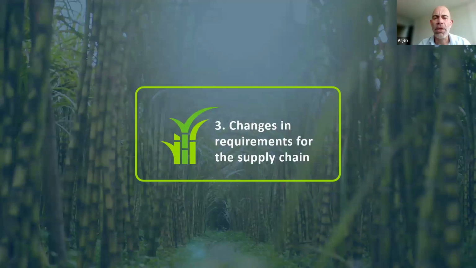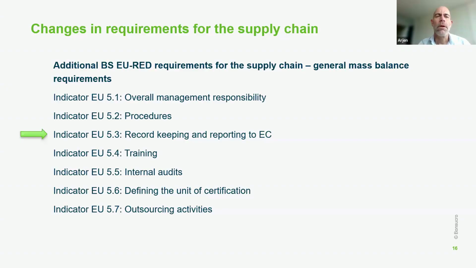So then on changes and requirements for the supply chain. In the Bonsucro EU-RED standard, there are two sets of additional EU-RED requirements for the supply chain. This is the first set, which is indicator 5.1 up to and including indicator 5.7, which is about general mass balance requirements. As you can see, in most of these indicators, there are no changes in the new version of the Bonsucro EU-RED standard. Only in indicator 5.3, there is a change.